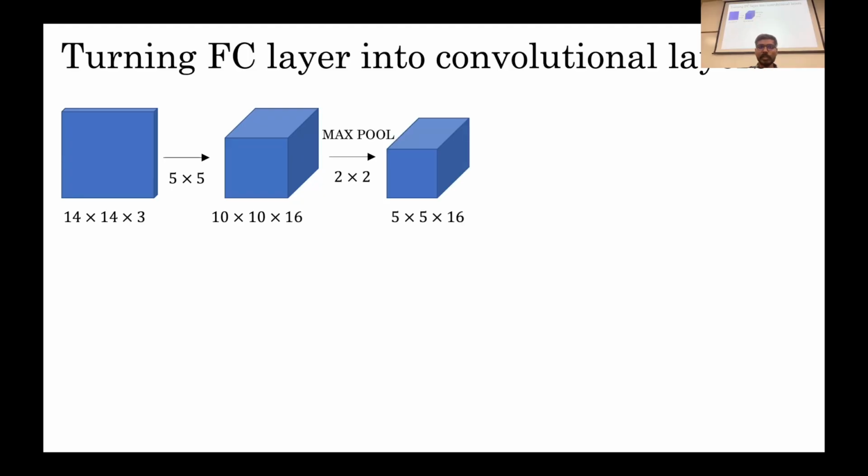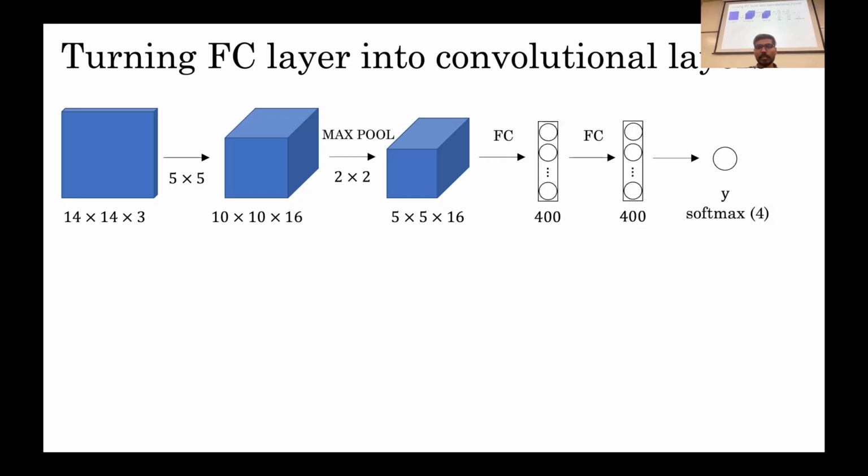We apply a max pooling and get 5 cross 5 cross 16. And then we convert this to a fully connected layer, which means 16 into 5 into 5. We just flatten this array and it becomes 400 sized. Then you connect it with another fully connected layer of size 400. And at the end, you connect it with 4 neurons and apply the softmax. Let us say this is a 4 class classification problem. In that case, the last layer size will be 4. This is how a classification network looks like.